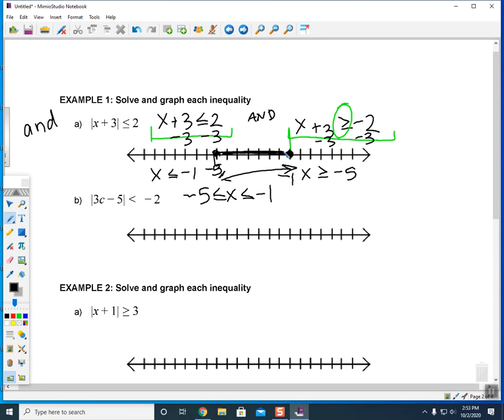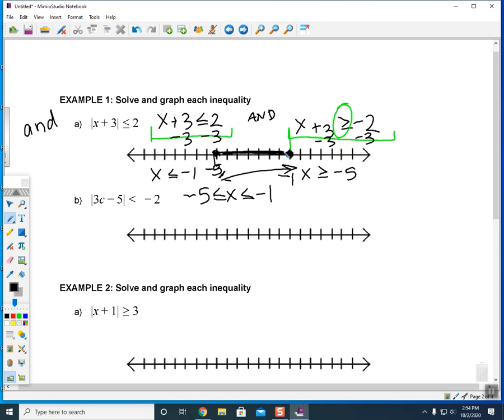Okay, letter B. I've got the absolute value of 3c minus 5 is less than negative 2. Now, I've had lots of people that just go straight into solving this equation. But stop and think for a second, right? I have the absolute value of something is less than negative 2. Can the absolute value of something be less than a negative number? The answer should be no.